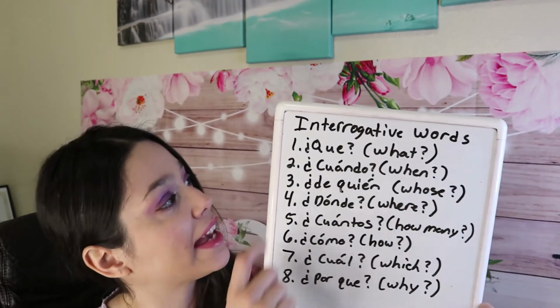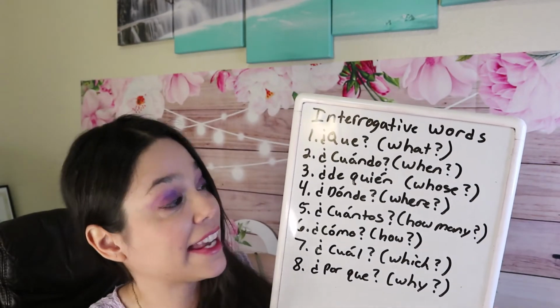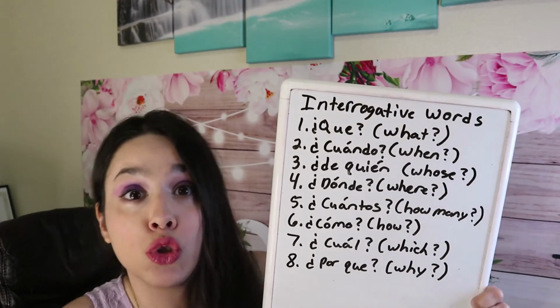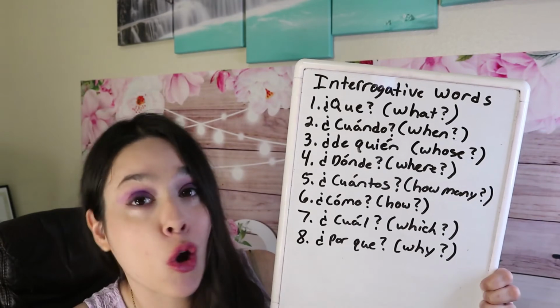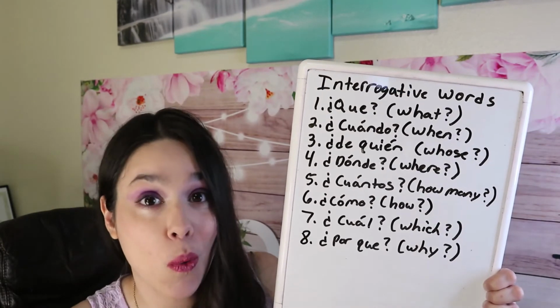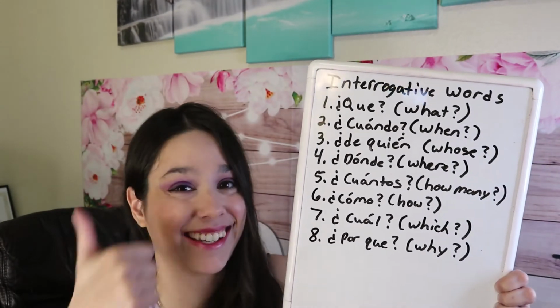Another way to ask questions in Spanish is by using interrogative words. Here's a list of interrogative words in Spanish that you can use. So we have ¿qué?, which means what, ¿cuándo?, which means when, ¿de quién?, which means whose, ¿dónde?, which means where, ¿cuántos?, which is how many, ¿cómo?, which means how, ¿cuál?, which means which, and finally, ¿por qué?, which means why. Good job! Now let's practice creating a question using interrogative words.